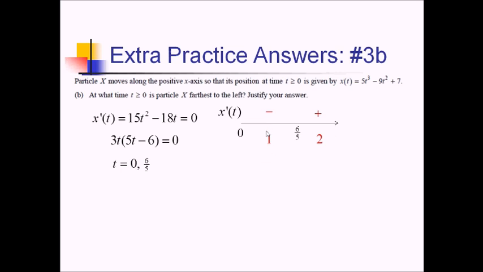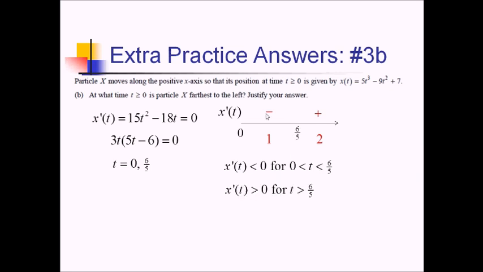So we notice that from 0 to 6/5, we are going to the left. We are heading in a negative direction. x prime is less than 0. And then I also noticed that if t is greater than 6/5, well, now our x prime of t is positive.